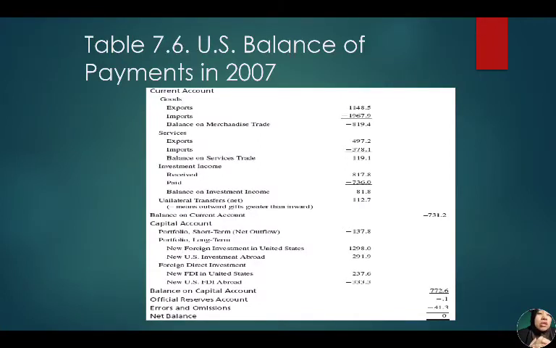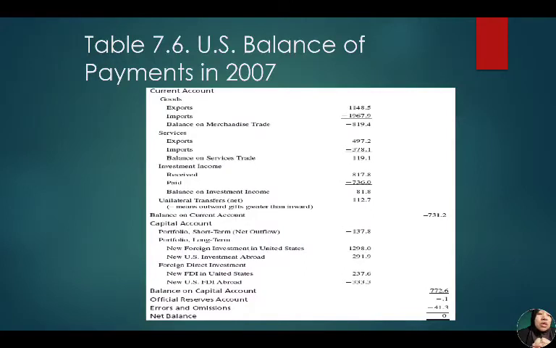As for the services, for the USA in 2007, their exports of services are more than the imports of services. So there is no minus sign here. This is profitable, 119.1. As for investment income, they also have a positive surplus.